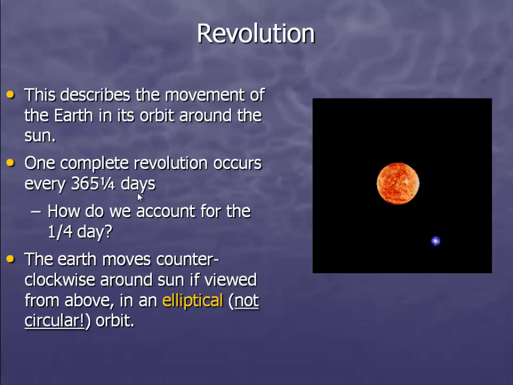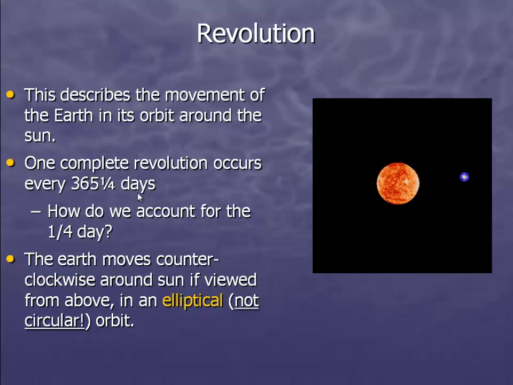Revolution is a little bit different. This is the idea that not only is the Earth rotating, it's also revolving around the object. Yes, the sun is the center of our solar system, and the Earth revolves around that object. If you were looking down from a bird's eye view, the Earth would be rotating in a counterclockwise fashion around the center of the sun.